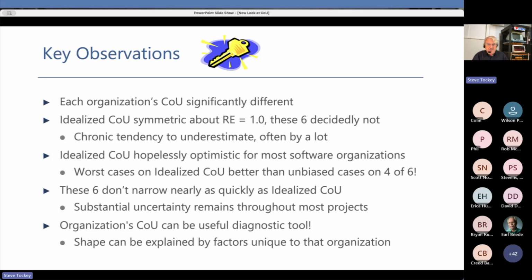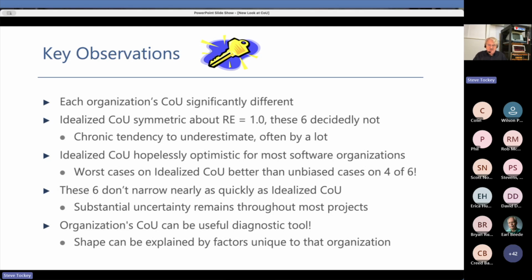And if you look at the worst case on that idealized cone of uncertainty, that upper limit curve, what you see is that it is actually better than the unbiased, average cases in 4 of the 6 that I just showed you. So that idealized cone of uncertainty is actually hopelessly optimistic for most software organizations. You would wish that was your cone of uncertainty. No, your cone of uncertainty is actually much worse than that one.